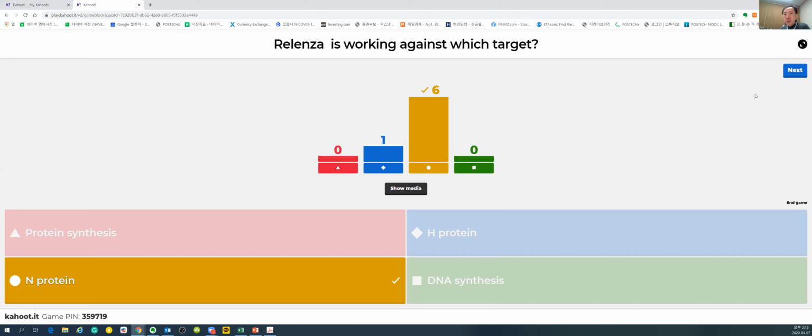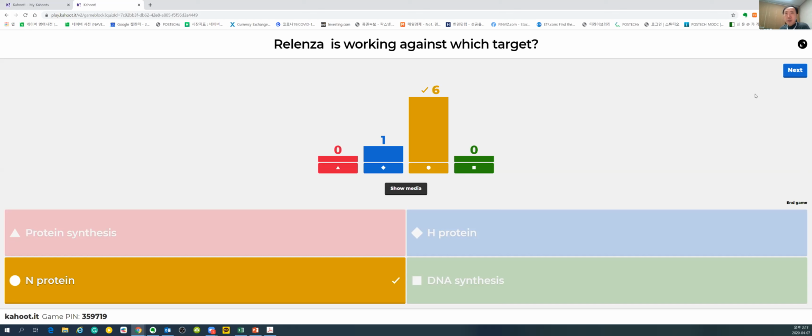Anyway, there are two partners. One partner is on virus. The other partner is on our cell surface, the so-called receptor. Any blocking reagent, either of those targets, can inhibit the entry of those virus into the cell. Okay? Okay, if Relenza is targeting N protein, how about the Tamiflu?